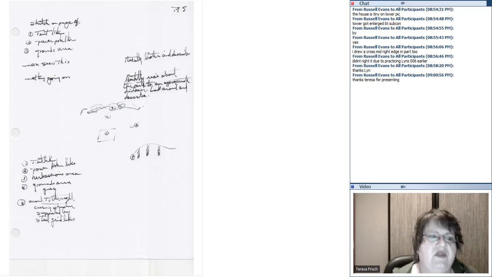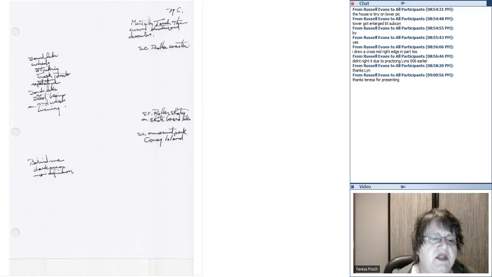All right, we have tent-like, power pole-like, herbaceous area, grounds area, gray. Curving structure supported by steel grid. All right. Did I do it again? There's another one.